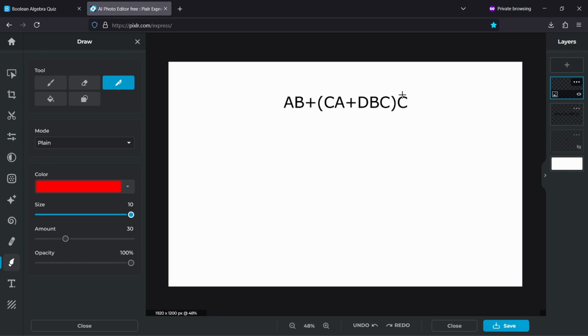Our next step will be to multiply this C into this bracket. So each of these terms will be multiplied by C, meaning this term will be CAC, and this term will be DBCC.